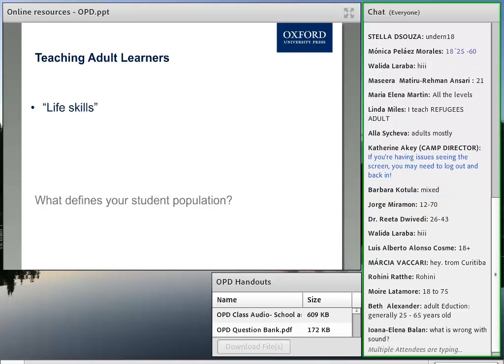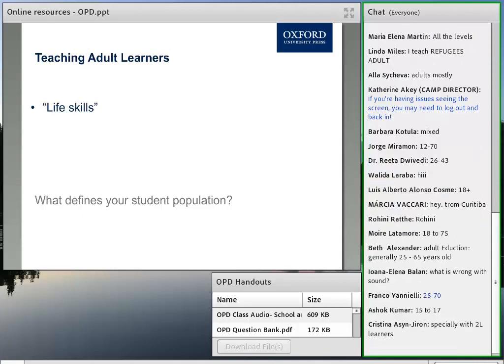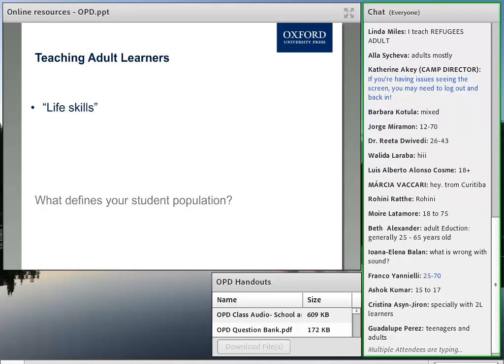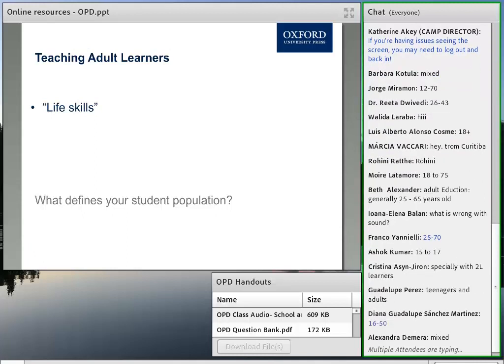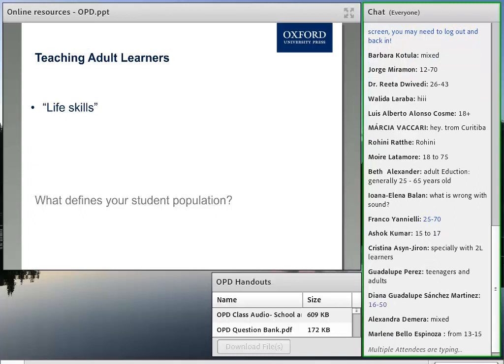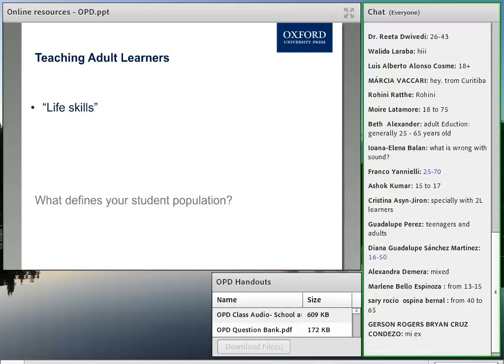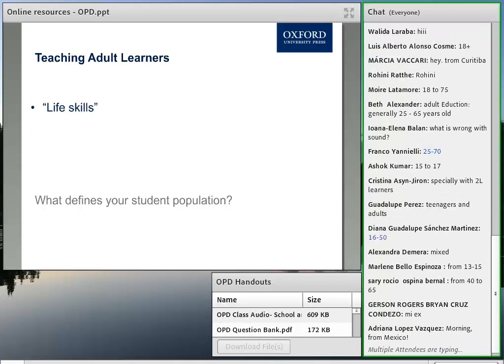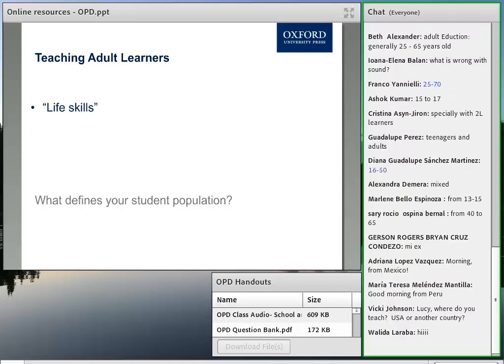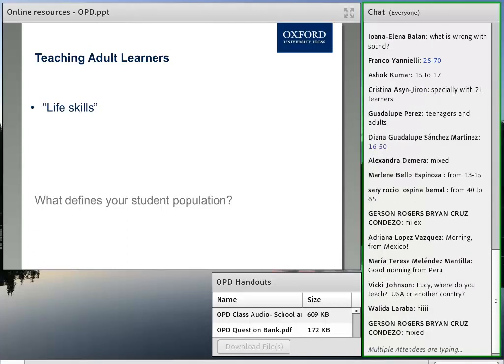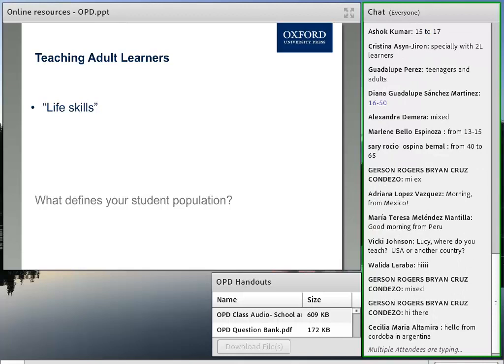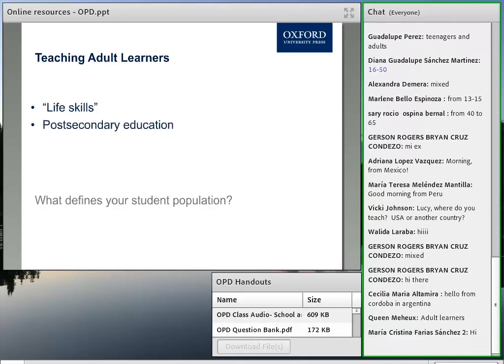So the theme for a long time in working with adult learners was to help prepare them for "life skills." So being able to navigate the grocery store, find housing, these basic sorts of things. I have it in quotation marks because we've kind of moved past life skills as a term and narrowed it down to some more concrete things.